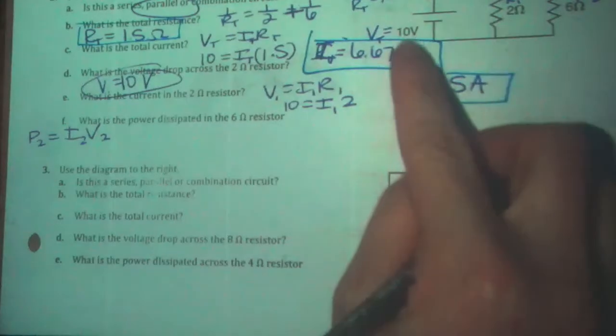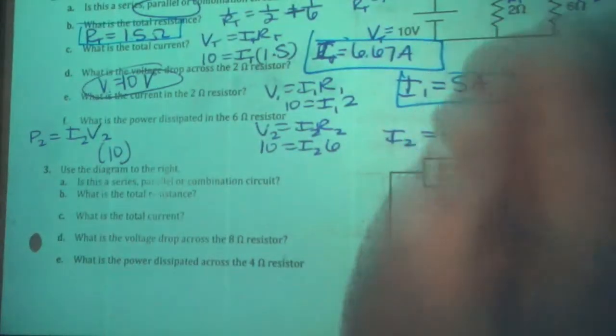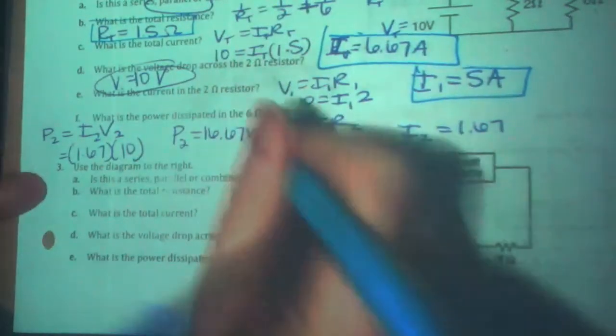Well, P equals IV. If I'm looking for power 2, I just use I2 and V2. This is a parallel circuit, so I already know the voltage is going to be 10 volts. What I don't know yet is the current, so I can use V equals IR to find I2. Voltage drop of 2 is 10, resistance of 2 is 6. Divide over, that's going to give me 1.6. Oops, let me double check. Yes, 1.67. Now I know I2 is 1.67, times V2, which was 10. Plug in, and that's going to give me a power of 16.67 watts, which is your answer.